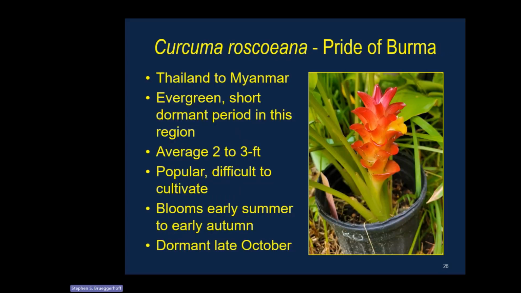Here's a species of Curcuma called Pride of Burma. I've managed to keep this one alive, and it just looks outstanding when it's blooming. It's found naturally distributed in Thailand to Myanmar. It can be an evergreen with a short dormant period in our region, but I'm telling you, folks, mine went dormant, so it's hanging out as a rhizome in the media in my container.